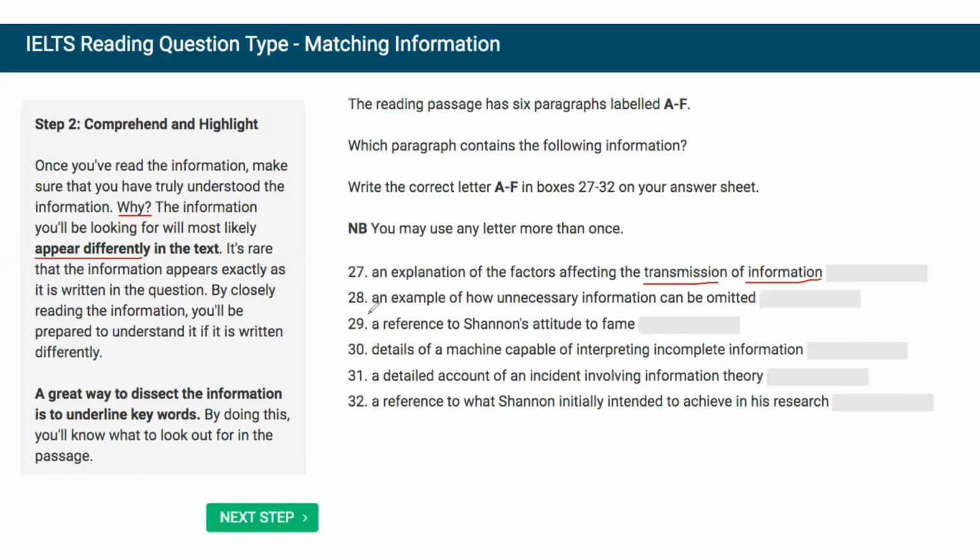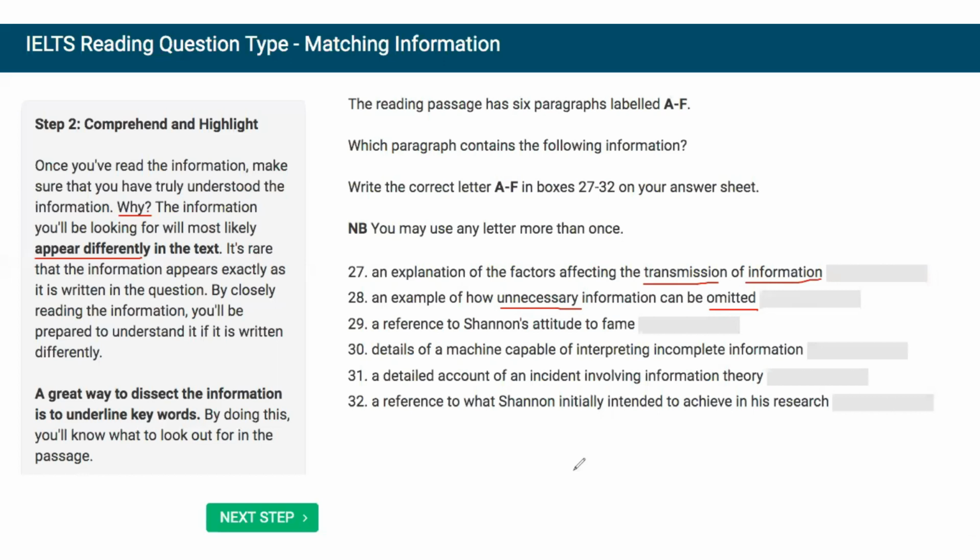Okay, number 28, an example of how unnecessary information can be omitted. I would say here keywords would be unnecessary because that is a key feature of number 28. It is something that pulls this apart from the rest of the pieces of information, and also omitted. And a great way to say unnecessary, a synonym, could be something like not necessary, or an adjective such as redundant. Just keep in mind, think of all these synonyms. And omitted, a synonym could be disposed of or gotten rid of, something along these lines.